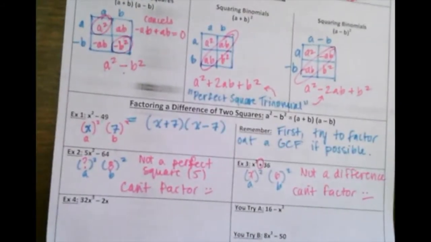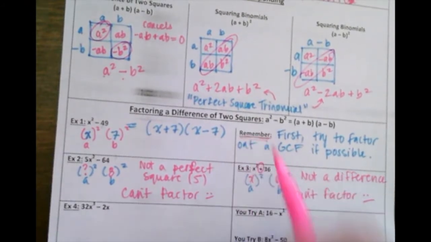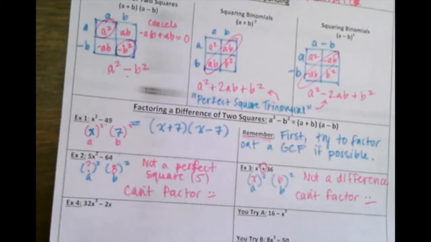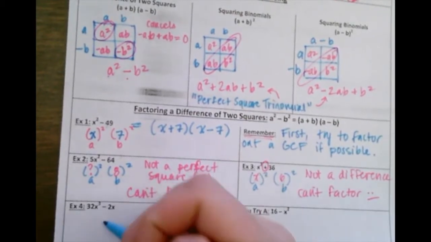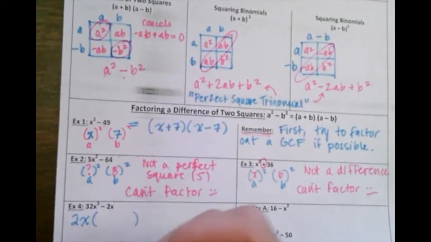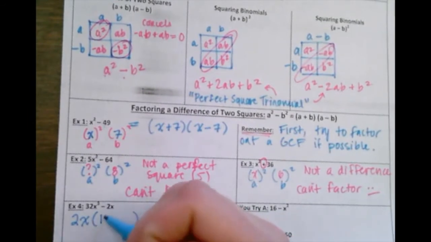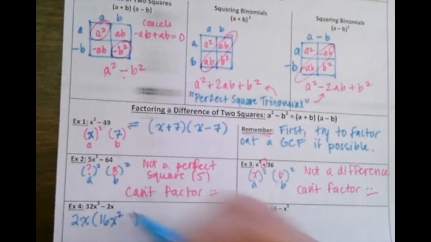So taking a look at example 4, 32x to the third minus 2x. There is a GCF here that I could take out. So this is where I am going to use this thinking about if there is a GCF, you should take it out. So when I look at 32 and 2, they both have a 2 in common, and then x cubed and x have an x in common. So that means I can take out a 2x, and then I need to write what's left over. So if I take out 2 from 32, I get 16. And if I take out an x from x to the third, I get x squared.